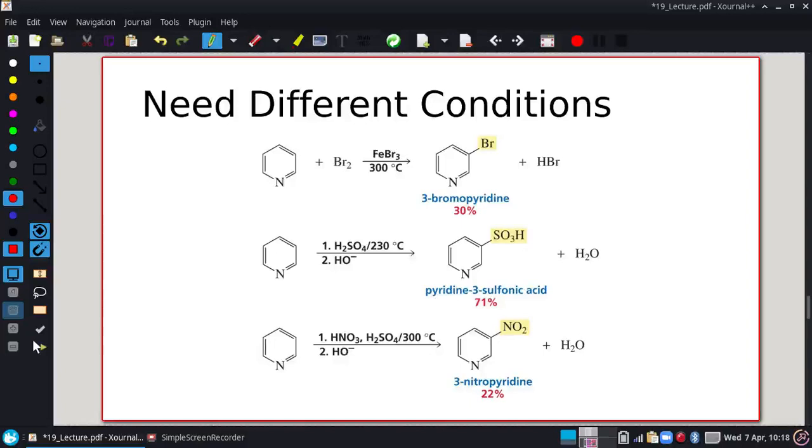So like the iron bromide with bromine, you have to warm it up. And with sulfuric acid, we actually have to warm it up, and ironically, it's OH in there now. And same with HNO3 and H2SO4, you will have to treat it again with some OH when you're all done. But you have to put some temperature in these, and you do notice these are all in the 3 position. That's about the only place we can put something on there.